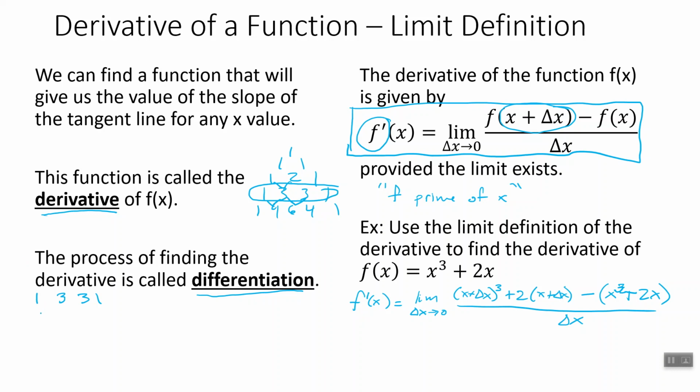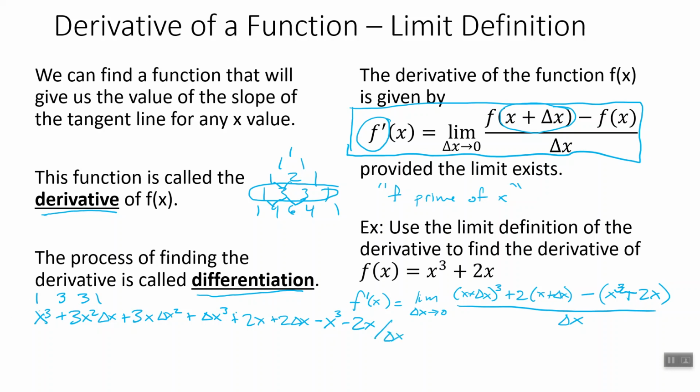So we're going to get x to the third plus 3x squared delta x plus 3x delta x squared plus 1 delta x to the third. Then we've got the 2 we're going to distribute. So we've got plus 2x plus 2 delta x. Then we're going to subtract. We're going to go ahead and distribute that. We've got minus x to the third minus 2x. So that's just all the top. So this is all still over delta x.